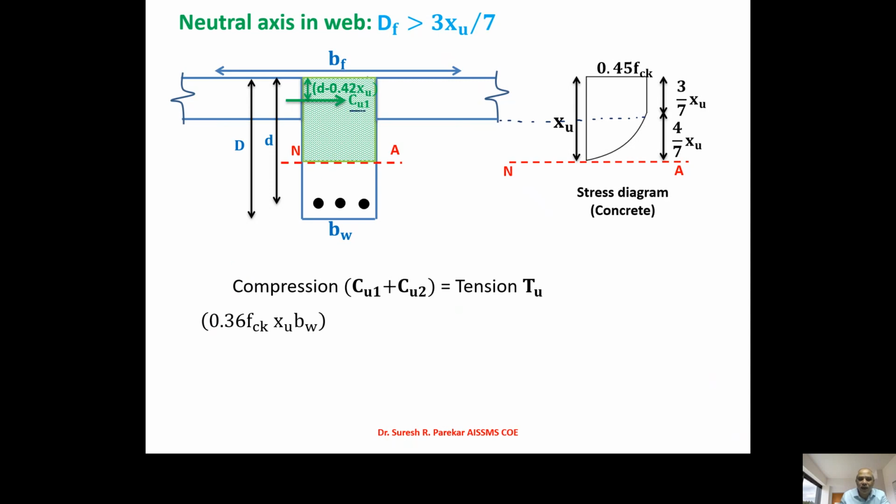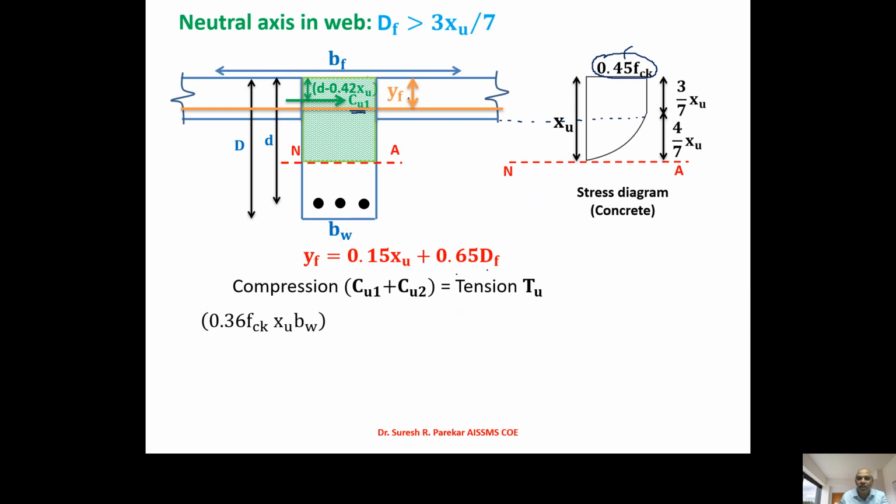Now we will have this as CU1, and that is the same as we had last. Second, we have this as YF. As the depth of flange is not going to be greater than the depth of the rectangular portion, we are going to consider an equivalent depth. This is given in IS 456, which is YF, and we are considering the equivalent depth of flange at 0.45 FCK stress. That is given by the IS code as 0.15 XU plus 0.65 DF, and that we are going to use.